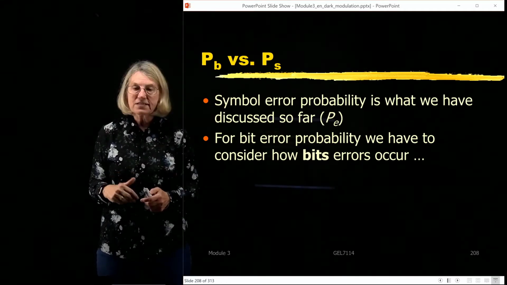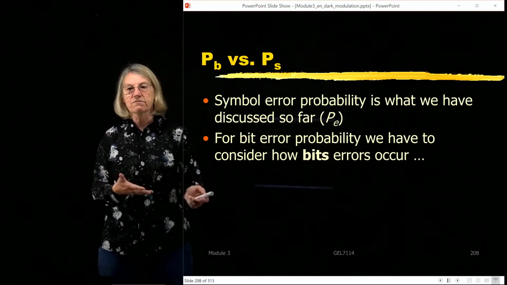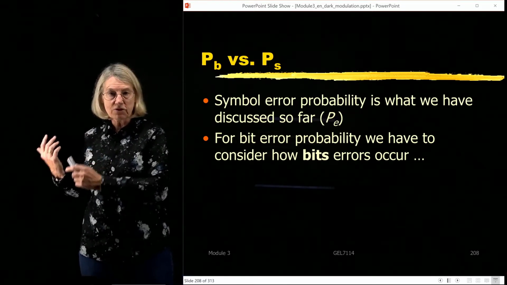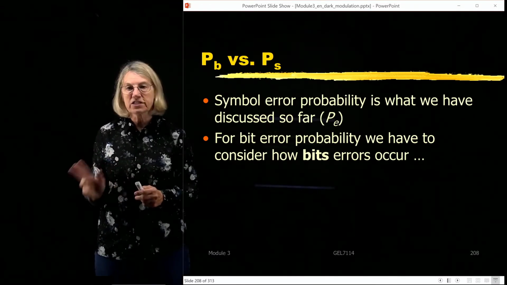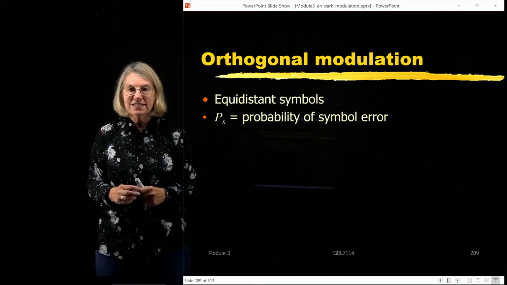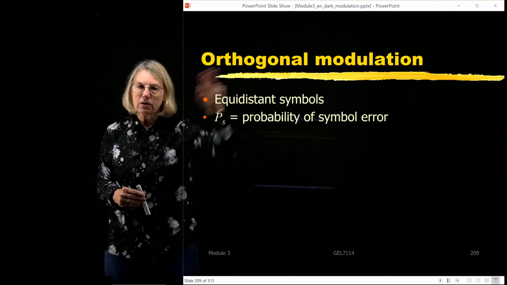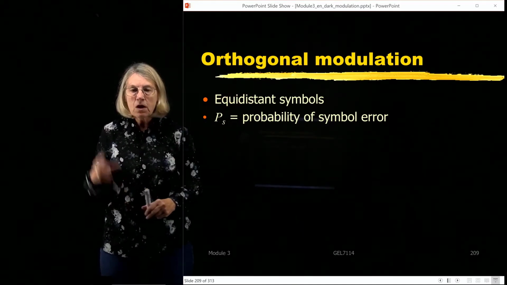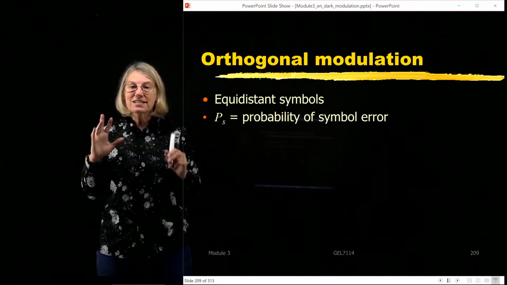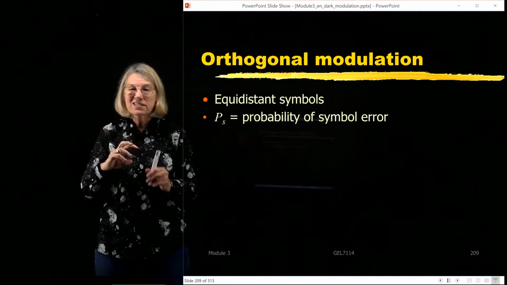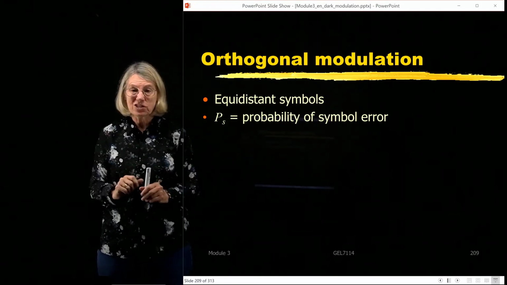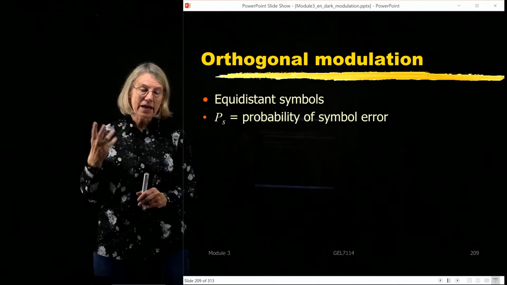Now there are two cases we're going to be looking at, because there are two different kinds of modulation formats, and the equations for the conversion from symbol error to bit error are different in these two cases. We're going to take the first case, which is the easiest case, I think, which is orthogonal modulation. Orthogonal modulation is special for a couple of reasons. First of all, it has equidistant symbols. All of the symbols have the same energy in the signal space. They're all at the same distance from the origin. So that makes some calculations easier.